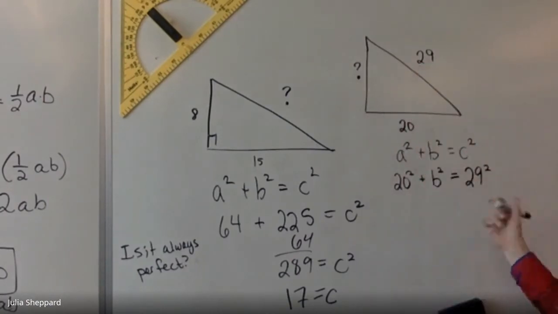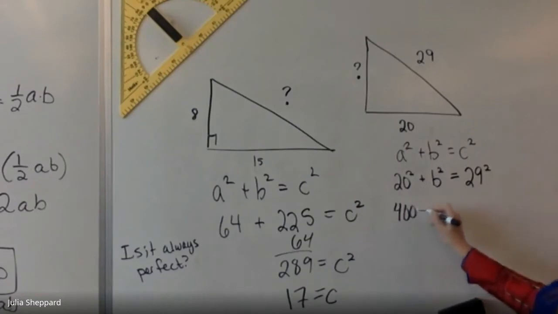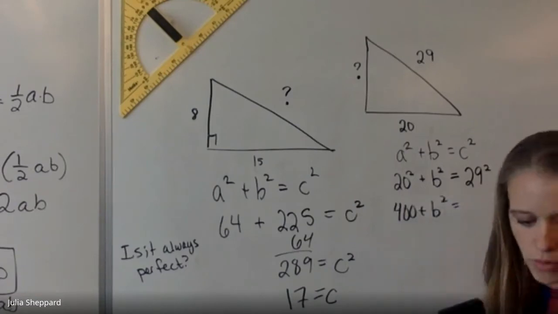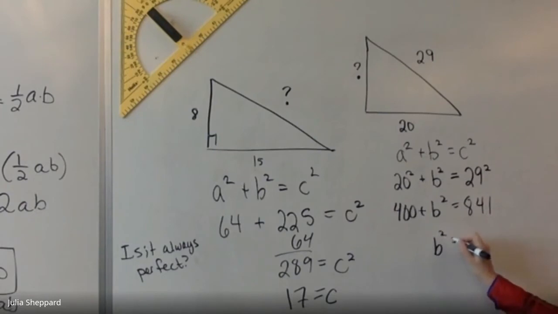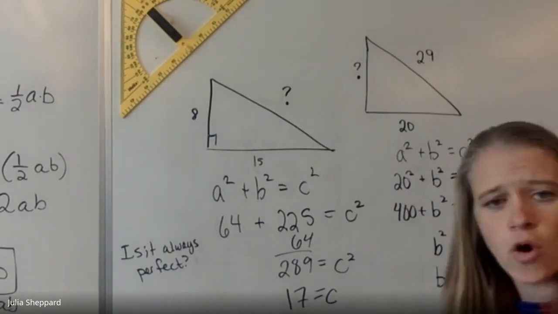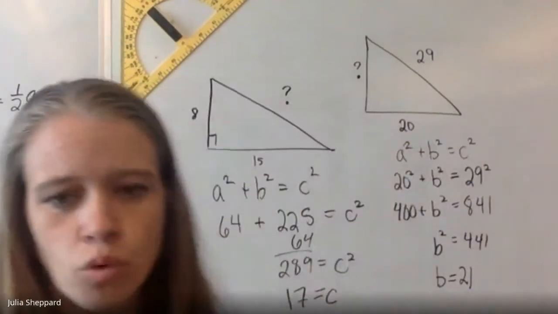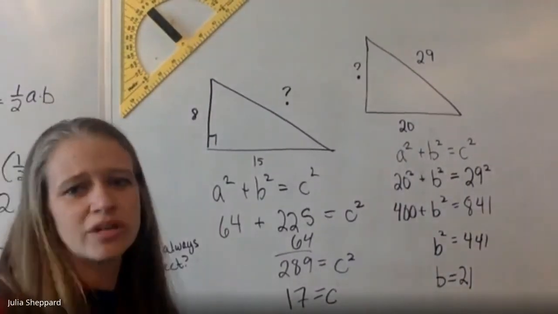Okay, now we do this again. 400 plus b squared equals, I have no idea what 29 squared is. 29 squared, 841. Solve for b squared, 441. So I need 441, the square root of that. Oh, look at that, b equals 21. Again, another whole number. Now, just a word to the wise, it's usually not whole numbers.